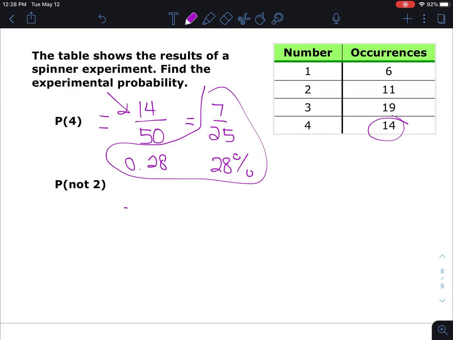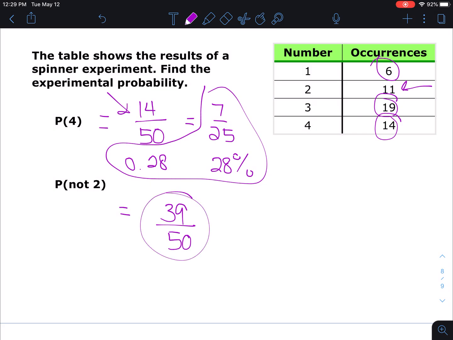Okay, so what is the probability of not getting a 2? Well, we know the bottom is 50. And everything that's not a 2, sometimes that's the easiest way to look at it if you have all that information. So that would be this one, and this one. You could add those together, or you could also take away 11 from 50. Either way, you're going to get to 39 out of 50. So again, you can reduce that if you'd like, or you can change it to a decimal. I'm just going to reduce it, and that is reduced already.